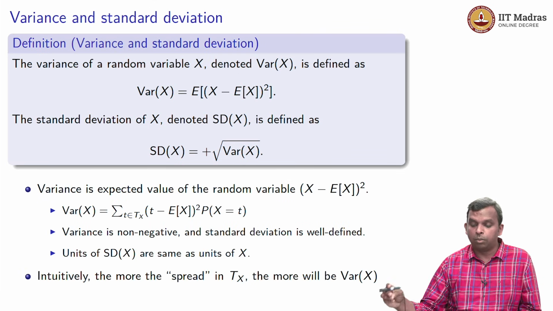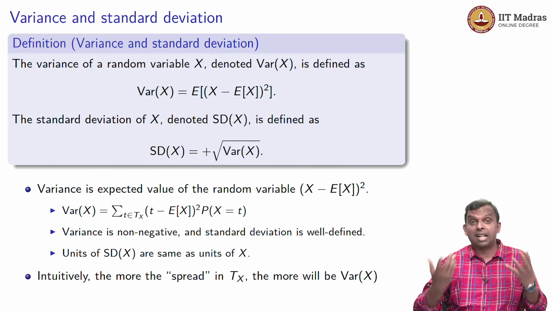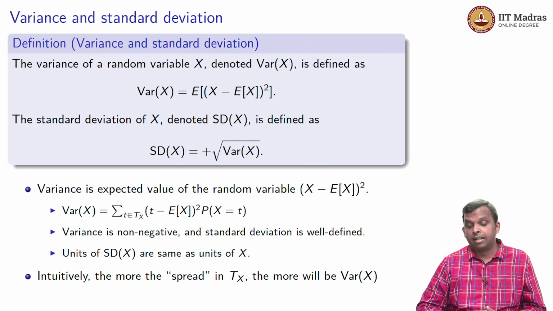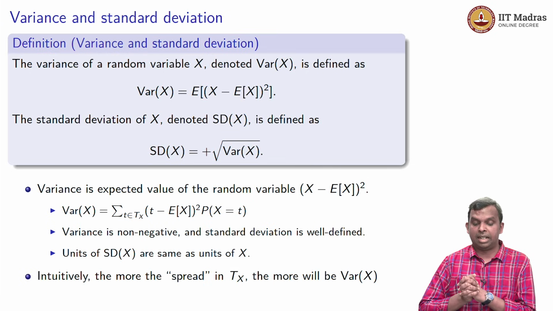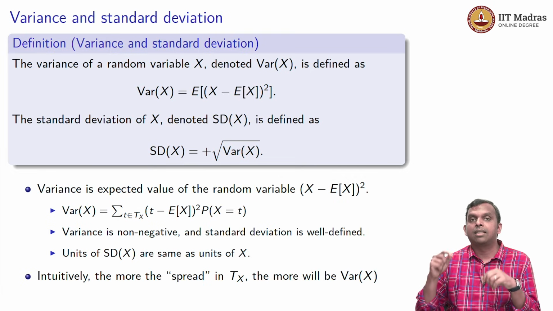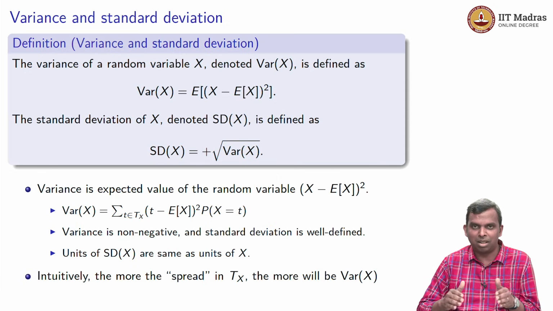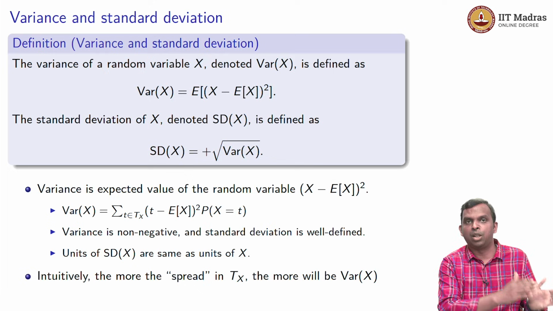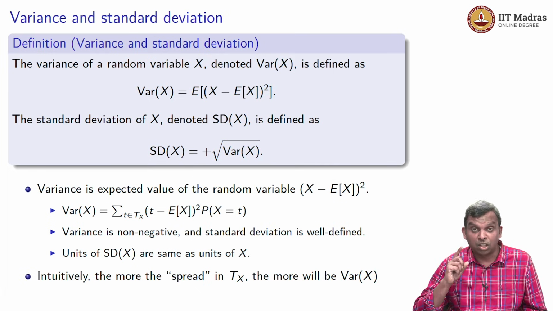Like I said, variance is simply the expected value of another random variable, which is a function of X given by (X minus E[X]) whole squared. Since it's a function of a random variable, one way to write this formula is to sum over all values t in the range of X of (t minus E[X]) whole squared times the probability that X equals t. I'm simply using the formula for the expected value of a function of a random variable. Now, variance is non-negative.